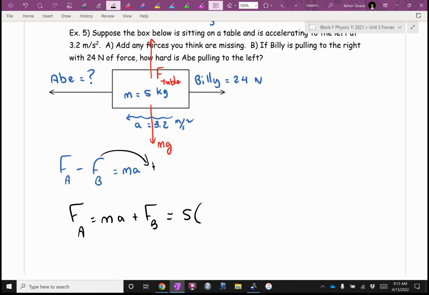3.2. Mr. Dewick, it's to the left. Shouldn't I make it negative? Actually, we decided to make to the left positive because it made the math easier. And that's what you're going to find in this unit. We're going to let positive be whatever makes the math easier. We're going to get away from down is always negative and up is always positive. That's for amateurs. We can do better.